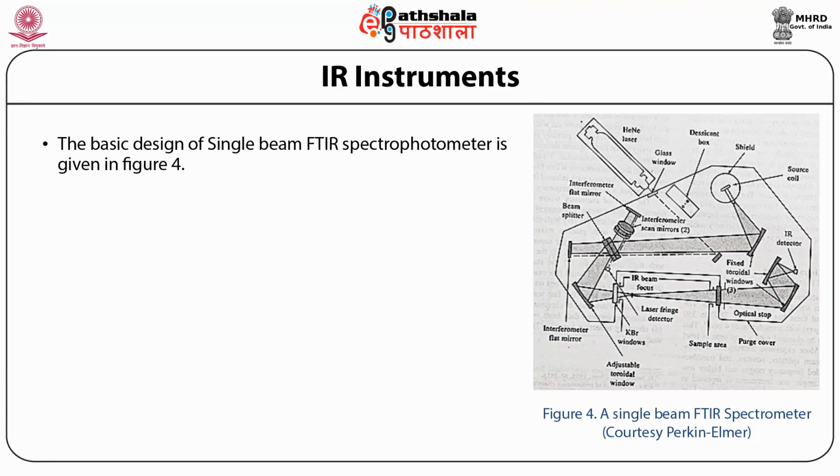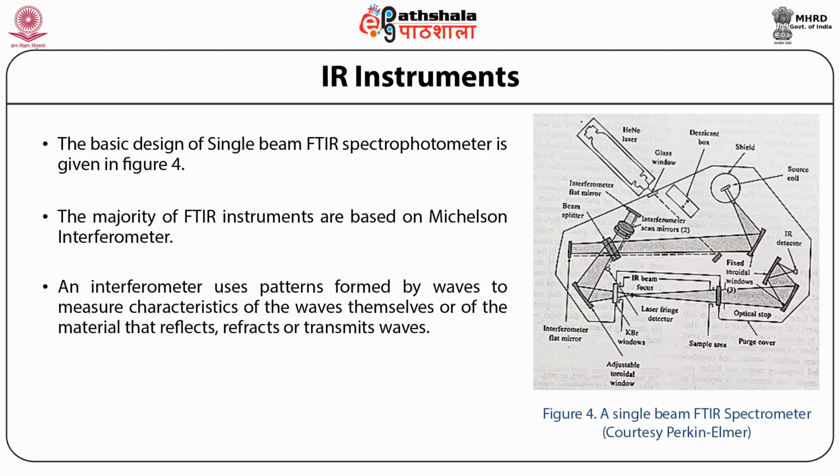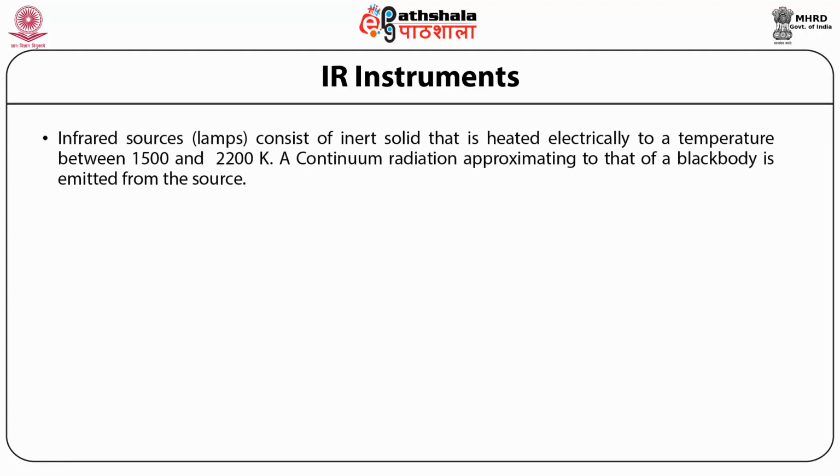The basic design of a single FTIR spectrophotometer is given in figure 4. The majority of FTIR instruments are based on the Michelson interferometer. An interferometer uses the pattern formed by waves to measure characteristics of the waves themselves or of the material that reflects, refracts, or transmits the wave. Infrared sources, that is lamps, consist of an inert solid that is heated electrically to a temperature between 1500 and 2200 Kelvin. A continuum radiation approximating that of a black body is emitted from the source.